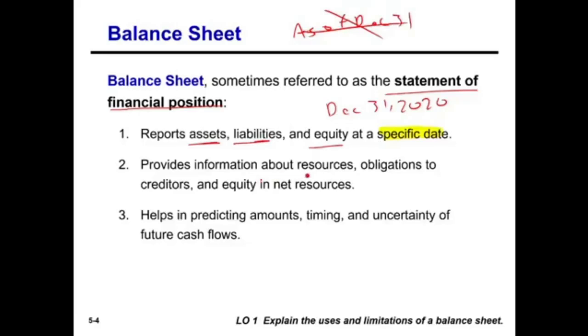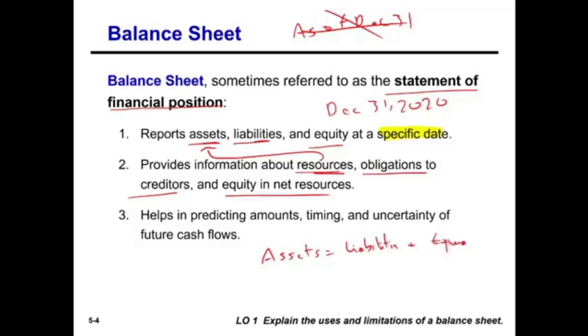It provides information about the resources. Well, what are the resources? The resources are the assets, obligations to creditors, and equity, the net resources. If you remember the accounting equation, assets equal liabilities plus equity, and you saw this so many times in my course. Assets are your resources, so it tells you what resources you have, what obligations you have, and what the equity in the business is.